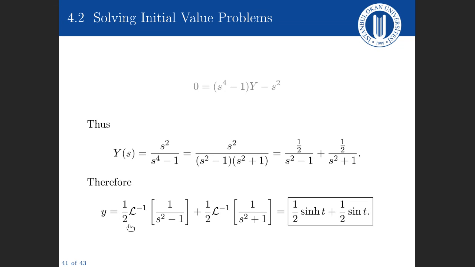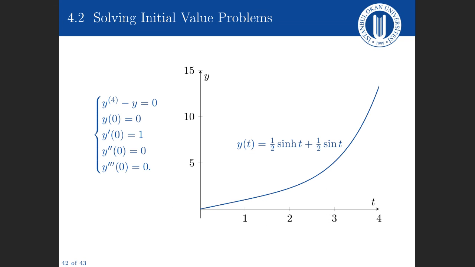So small y is a half inverse Laplace transform of 1 over s squared minus 1 plus a half inverse Laplace transform of 1 over s squared plus 1. Look these up on our table of Laplace transforms, and we find that we have a half sinh t plus a half sin t. And I can show you a graph of this function.